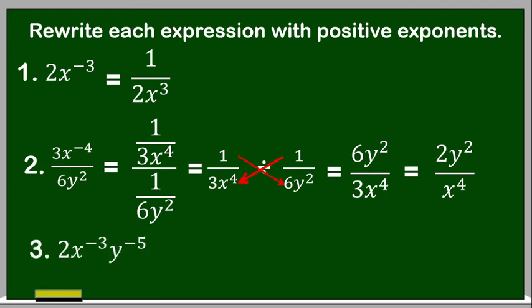Next example, we have number 3. 2x raised to negative third power times y raised to negative fifth power. Getting its reciprocal, the numerator is 1 over the denominator 2x cubed y to the fifth power.